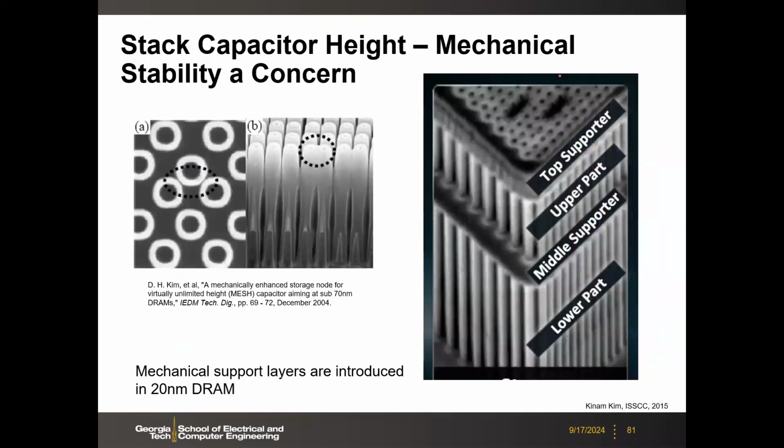The aspect ratio will give you some troubles, right? The mechanical stability is a concern, as you are building a skyscraper. These high buildings may fall down. So that's why, in the fabrication, some support layer was introduced. I don't know exactly what that is, but basically when you build this very tall standing pillar, you need something in between to mechanically support it, otherwise the pillars may fall down or short with the adjacent standing pillar. This mechanical support was introduced in the 20 nanometer DRAM.